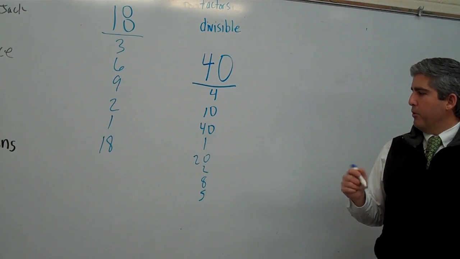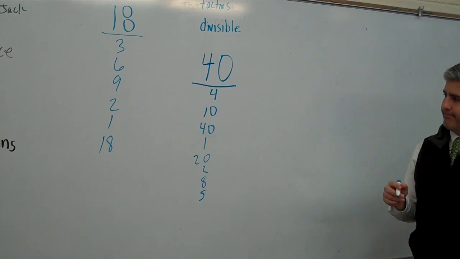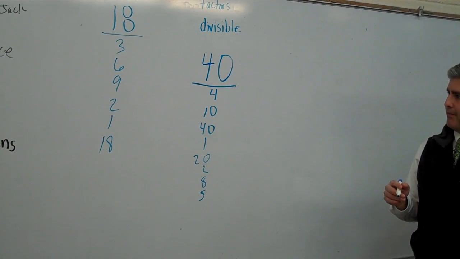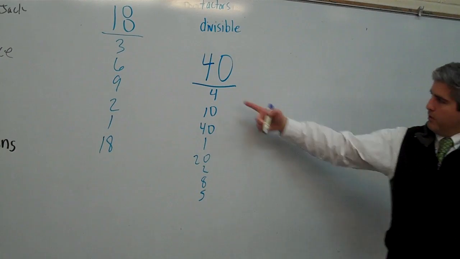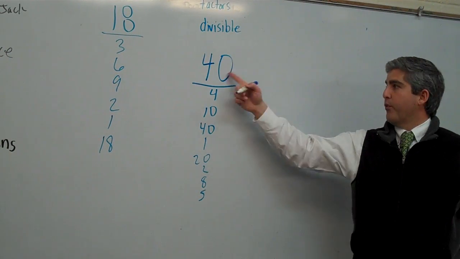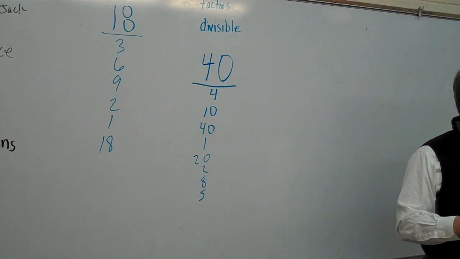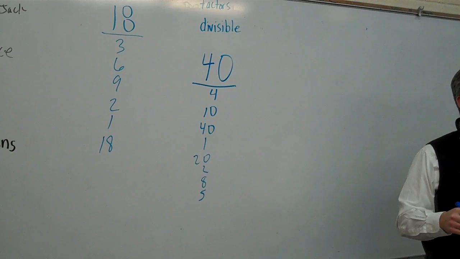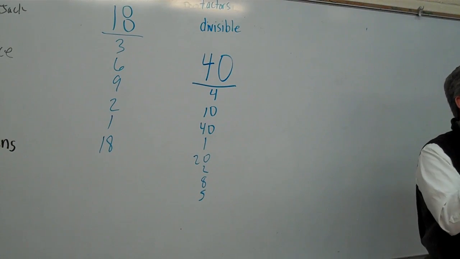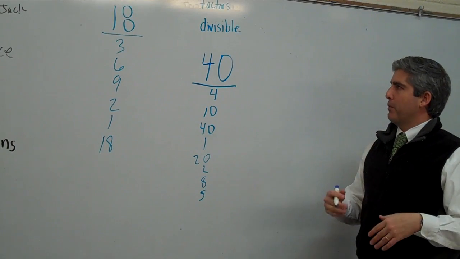All right. Do we have any more? No, I believe that's it. Those are our 1, 2, 3, 4, 5, 6, 7, 8 factors. So 40 is divisible by 8 numbers. Remember, divisible means if you divide it by that number, it'll work out evenly. No remainder. That's what divisible means.